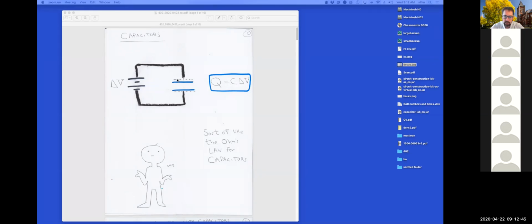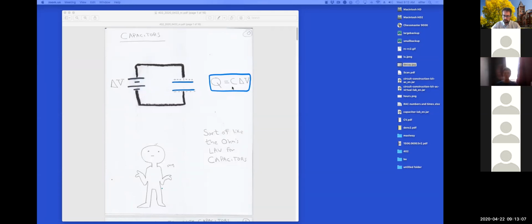So C is a characteristic of the particular capacitor. It could change depending on the geometry or the dielectric that's used in the capacitor. But the equation is general in the sense that the amount of charge that's going to build up on this plate is going to be proportional to the amount of voltage, the potential difference.